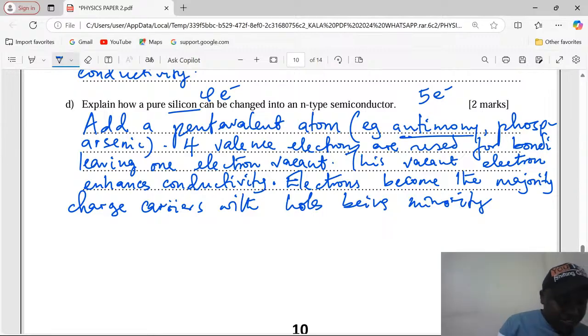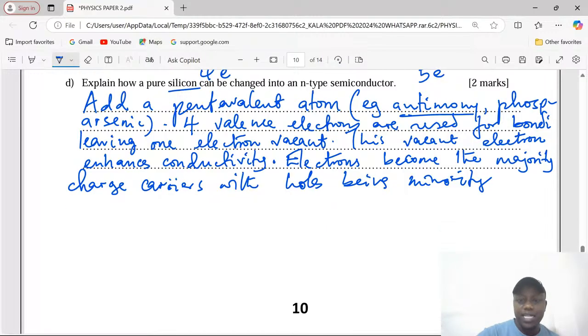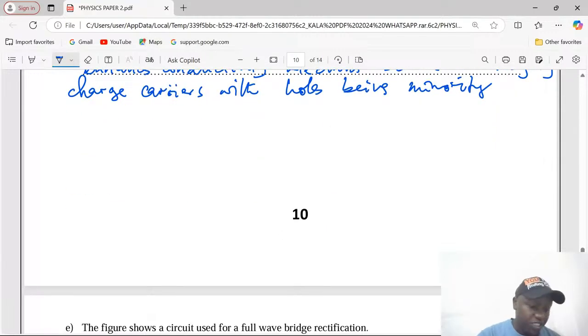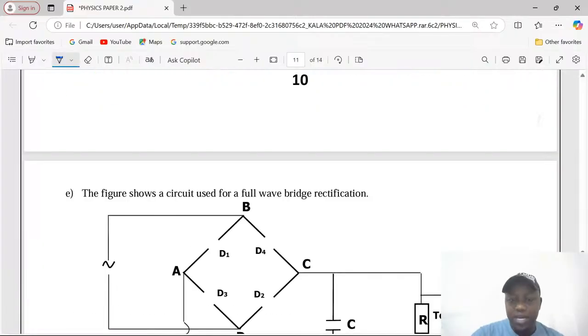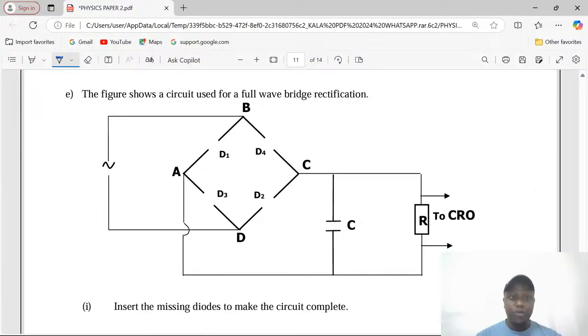But generally, we are saying if majority charge carriers are electrons, and electrons have a negative charge, then we get n-type. If we had used a trivalent, we would have gotten holes being majority charge carriers, and hence it would have been a p-type because holes are positive.